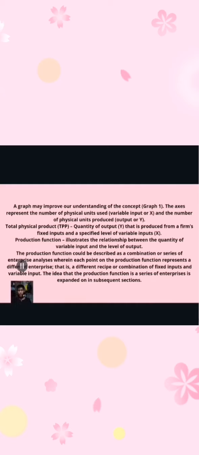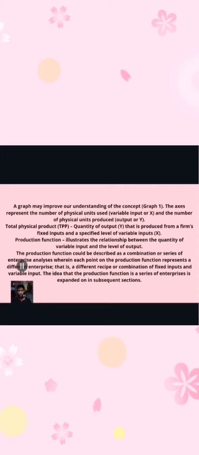A graph may improve our understanding of the concept. Graph 1. The axes represent the number of physical units of variable input, or X, and the number of physical units produced, or output, Y. Total physical product, or TPP, is the quantity of output Y that is produced from a firm's fixed input and a specific level of variable input X. The production function illustrates the relationship between the quantity of variable input and the level of output.